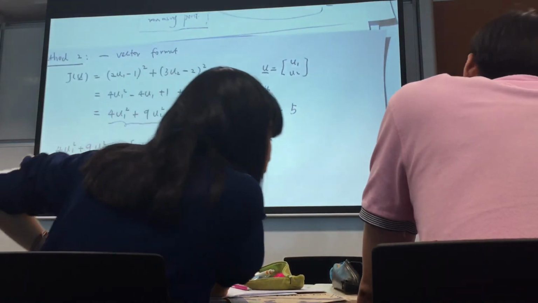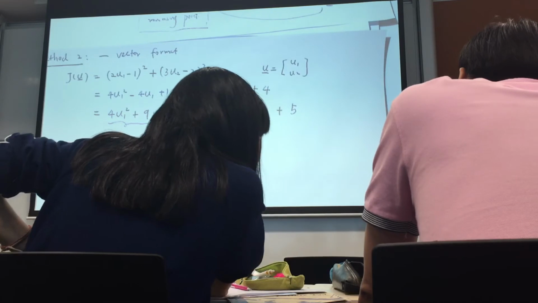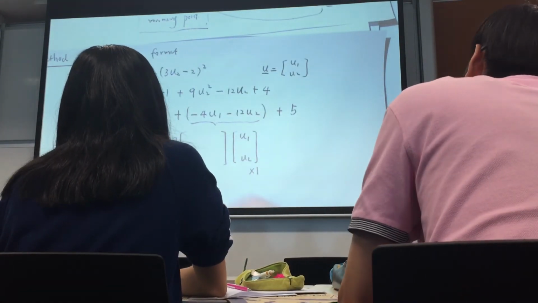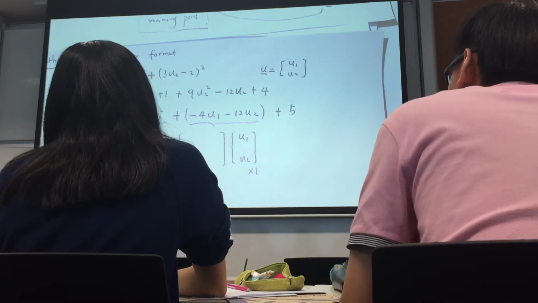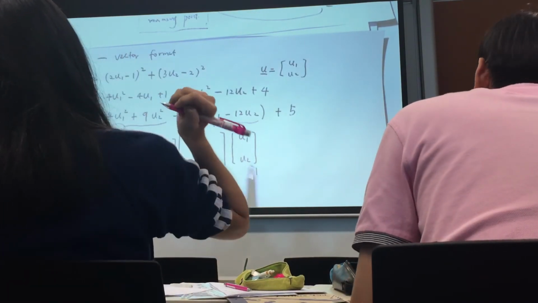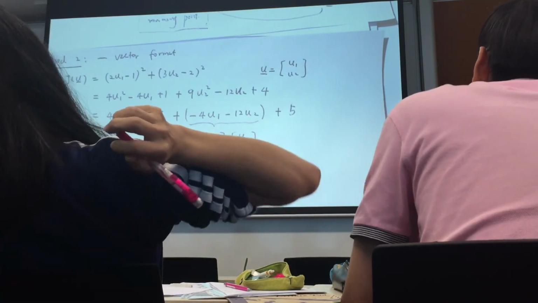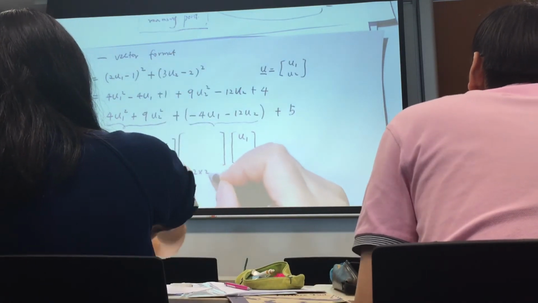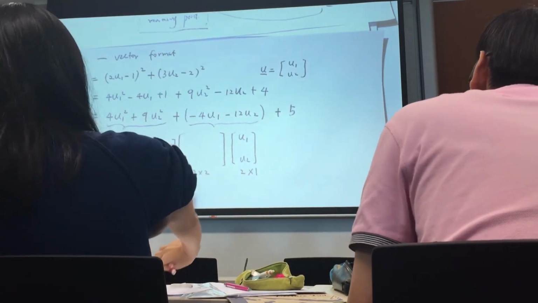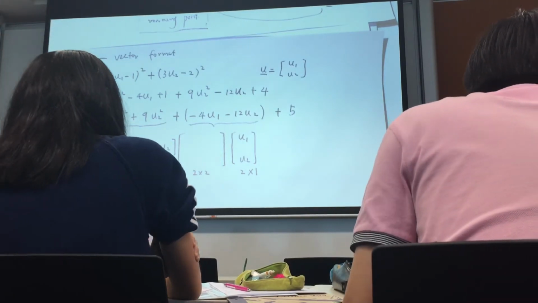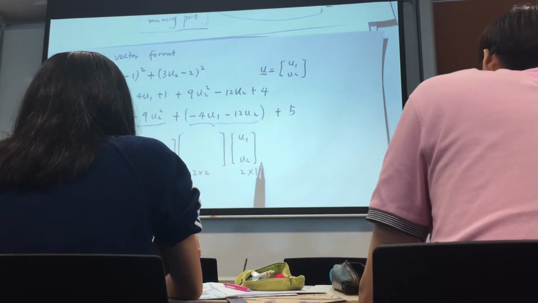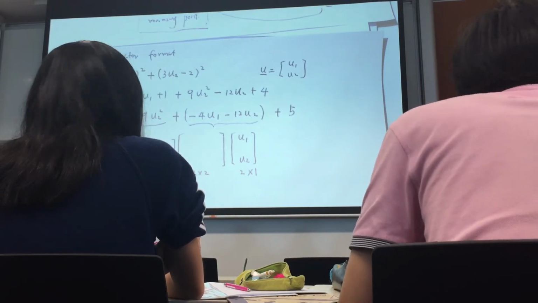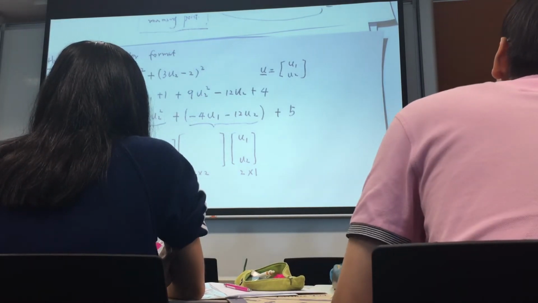So for the inner dimension, because here we just get two components, that will be 1 by 2. So this one is the 2 by 1. So certainly we need to define this matrix to be 2 by 2, so that eventually the product will become a 1 by 1.